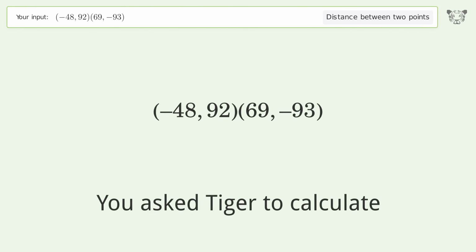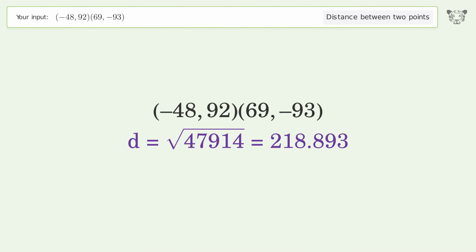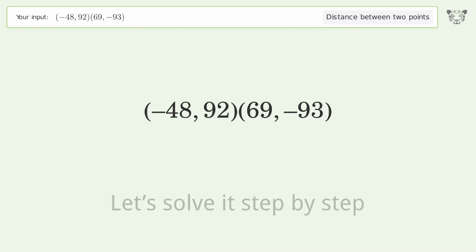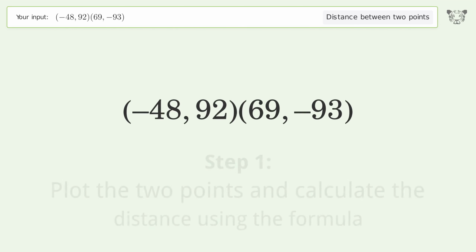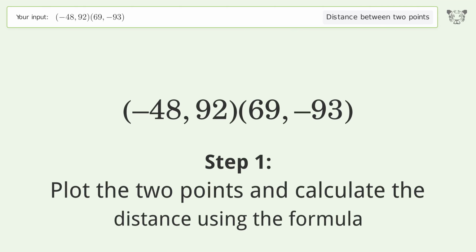You ask Tiger to calculate. This deals with the distance between 2 points. The distance between the 2 points is the square root of 47,914, or 218.893. Let's solve it step by step. Plot the 2 points and calculate the distance using the formula.